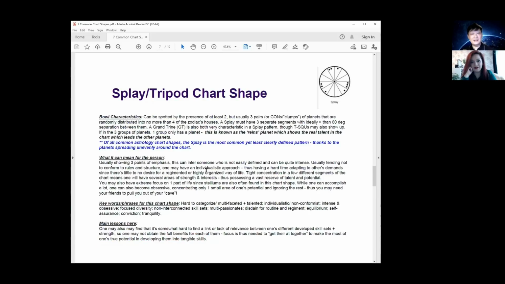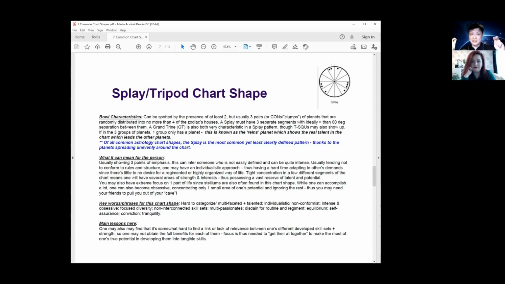So there's that. And the last chart shape that I'm going to present for my part is the splay or tripod chart shape, which is more unique because there are certain areas of specialization. When you see the diagram over here, this will define a very close to perfect splay or tripod chart shape, in which there'll be at least two, but usually three pairs of conjunction.